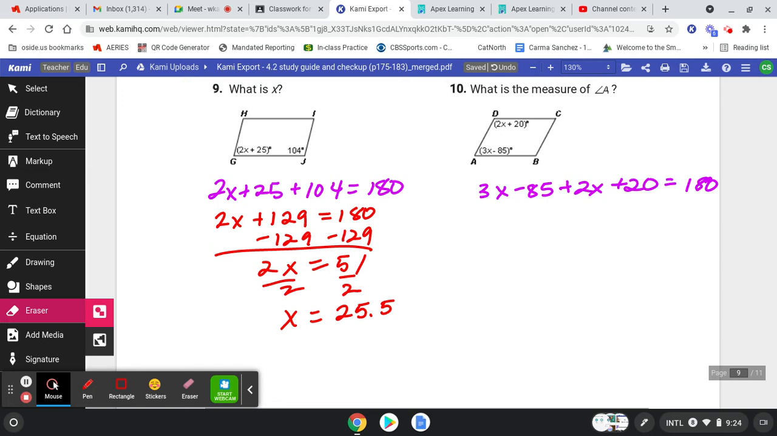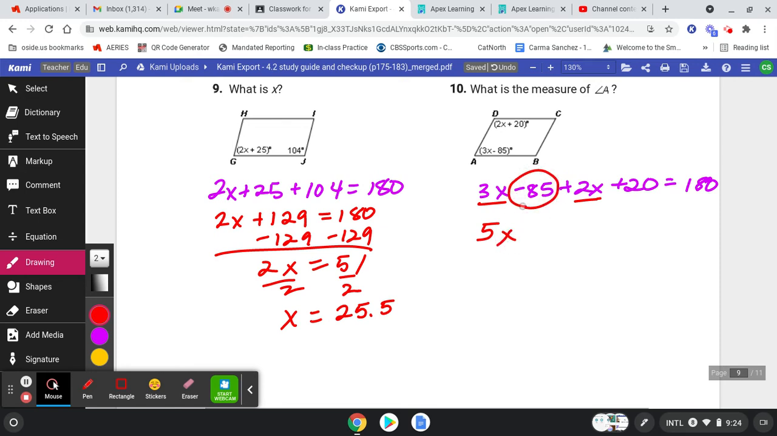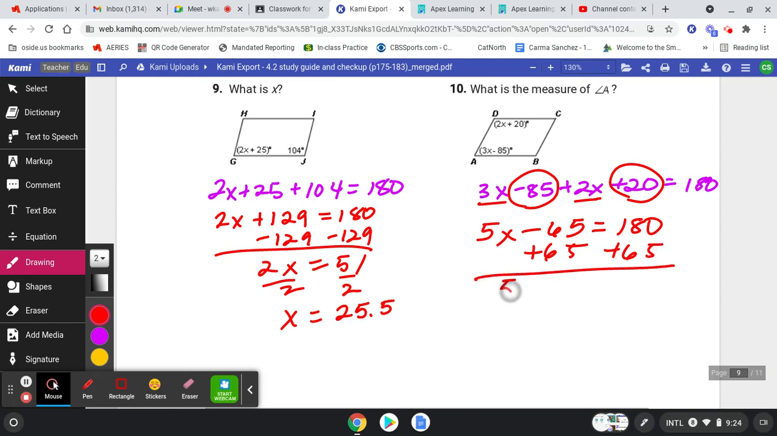So on this part D, part number 10, I'd like you to pause the video and see how you're doing on these equations. And now let's check your work. So the 3x's plus the 2x's give us 5x. The negative 85 plus 20, combining those like terms, gives us negative 65. We're going to add 65 to both sides and get 245. And then dividing by 5, did you get 49?